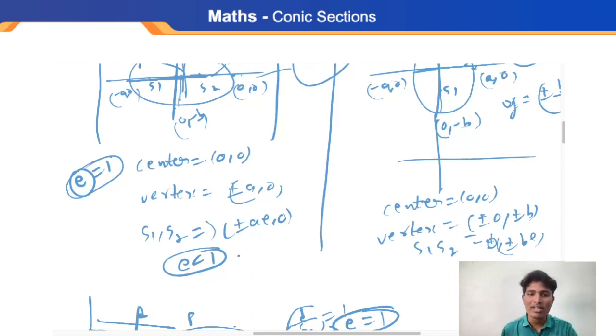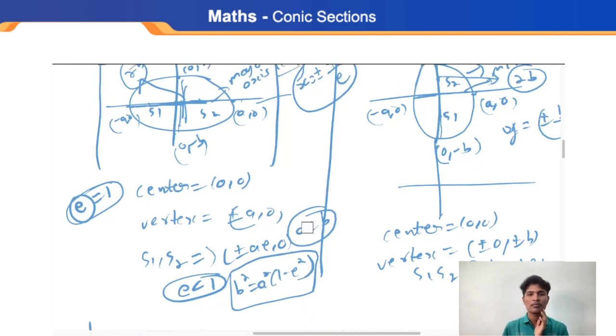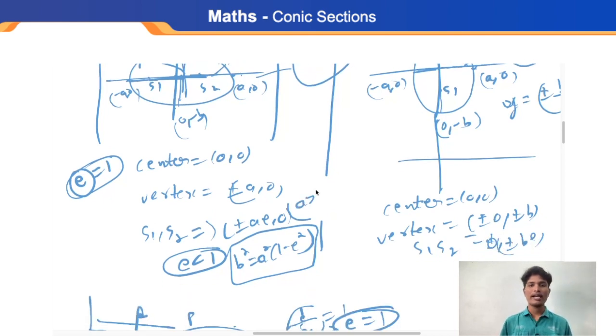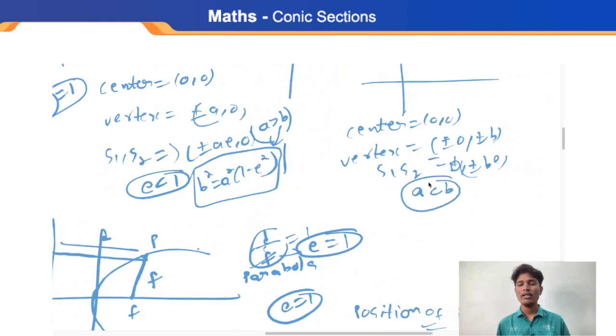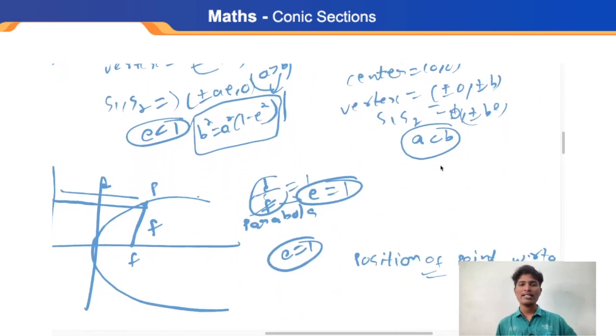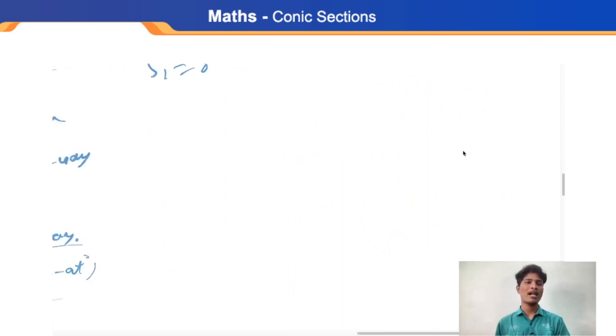In the ellipse, the equation is b square is equal to a square into 1 minus e square. This is the relation in the first ellipse, when a is greater than b. When a is greater than b, we have to use this relation. But here, a is less than b, in the second ellipse, that is a vertical ellipse. In this case, the relation changes to a square is equal to b square into 1 minus e square. This is the relation we have to use in order to calculate the eccentricity.